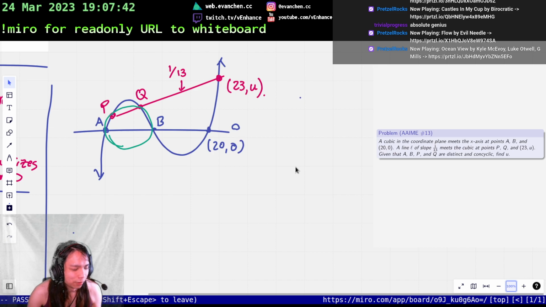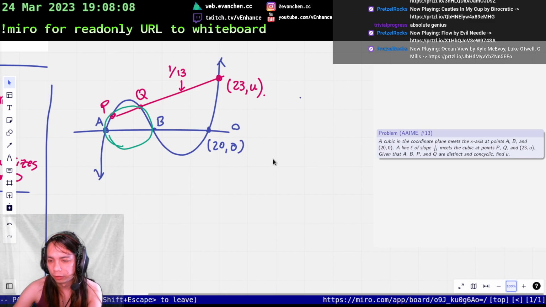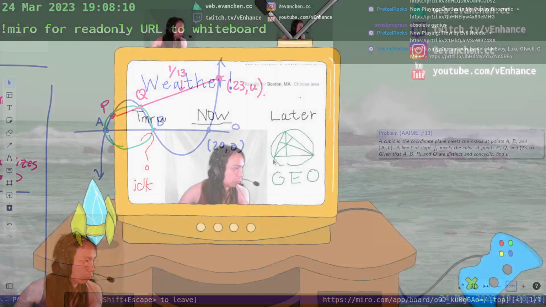Wait, okay. When the problem statement says cubic, is it like y equals a cubic polynomial, or is it like a generic degree 3? Let me check that. Because if it's literally any degree 3 curve, then I am not convinced this problem should have an answer. If it's y equals p of x, then it makes a little more sense. Like y is cubic in x. So I'm gonna check what the original submission said. 1 minute.